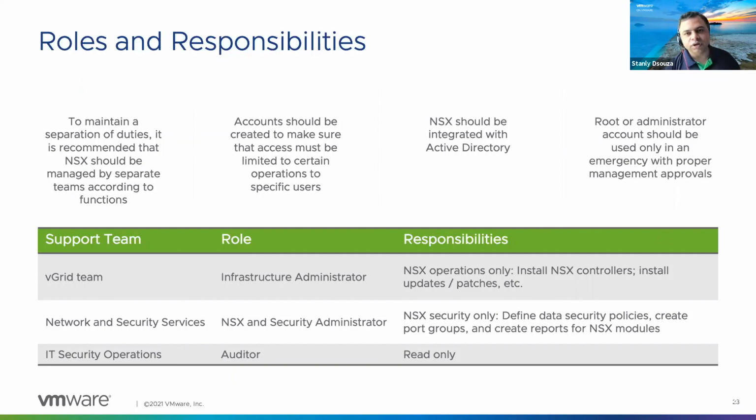We had many teams in our journey working on micro-segmentation, but over time we have narrowed it down to three teams, which is more than sufficient to operationalize micro-segmentation. The first one is the vGrid team, which helps with infrastructure administration. The second is the network and security services team, which is our team, and our responsibilities are data security policies, creation of port groups, micro-segmenting the applications, and also troubleshooting these applications when it comes to micro-segmentation. The IT security team is basically an auditor's job, and they are the very key team who review the policies and allow only the approved policies within the organization.